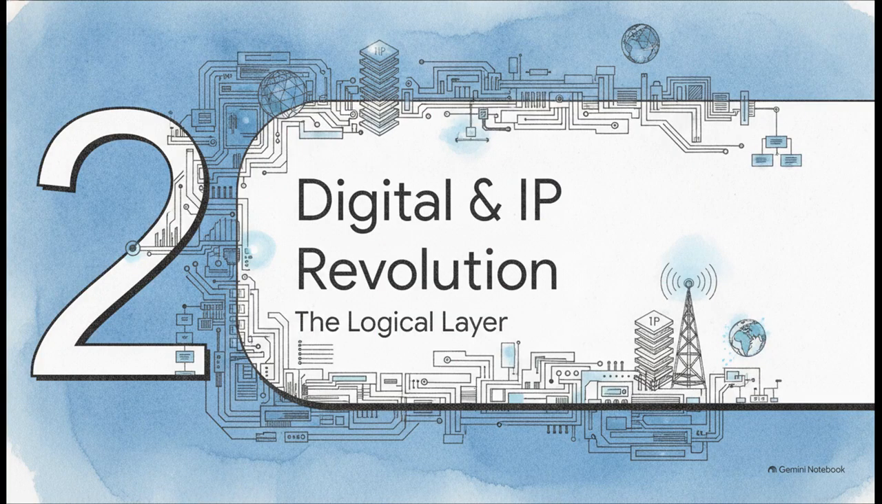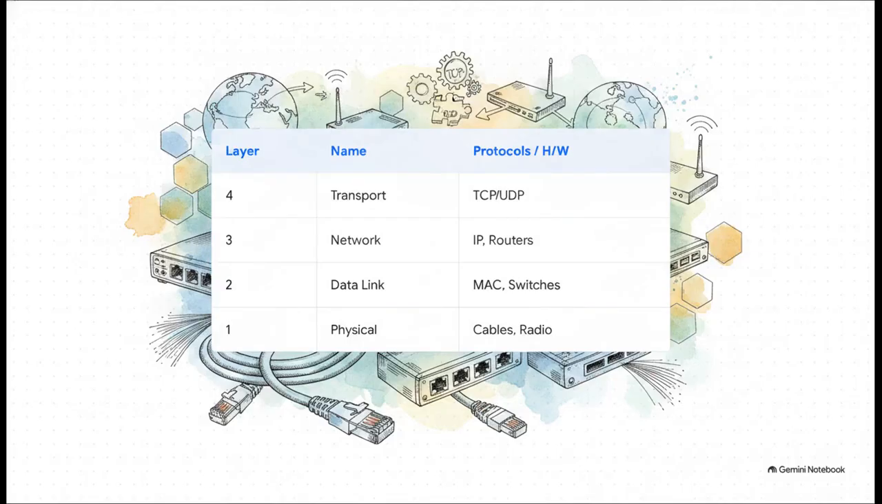Moving right along to Section 2, the digital and IP revolution. This is where digital hierarchies and IP addressing completely took over the telecommunications world. The crucial vocabulary lesson here is the 7-layer OSI reference model. Even though it was standardized way back in 1984, it remains absolutely indispensable for IT professionals today.